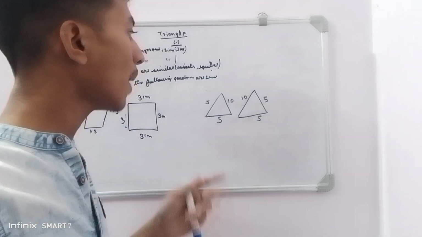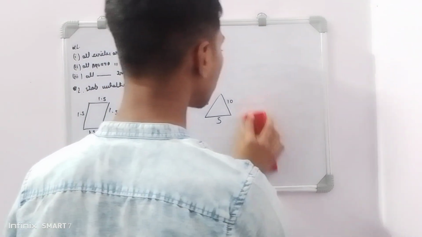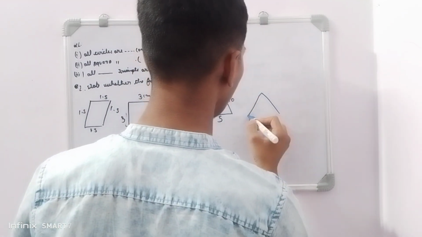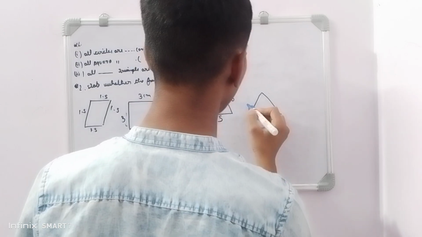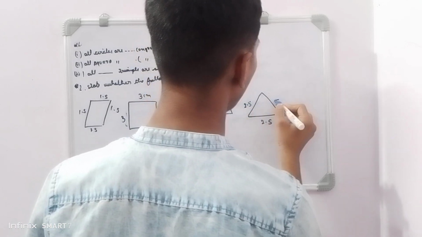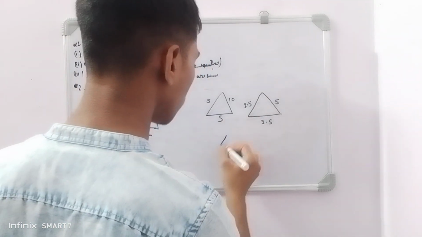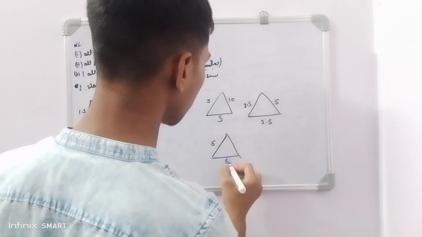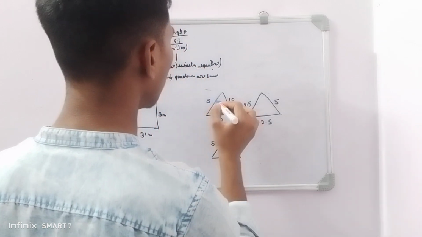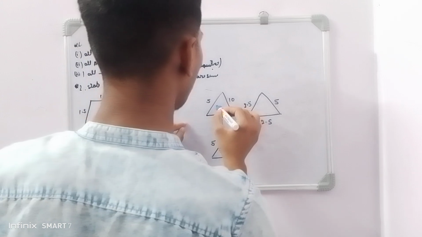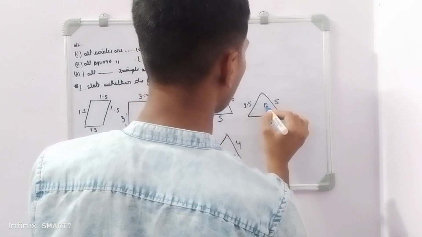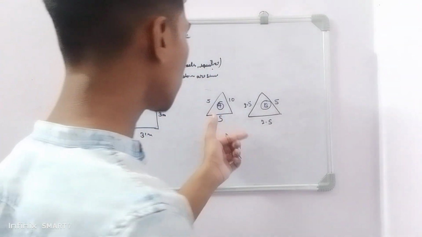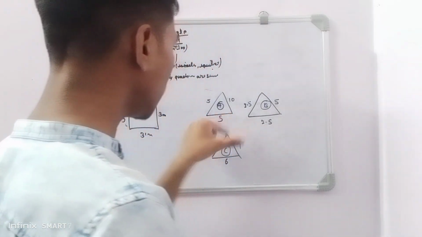But how will you understand similar? Let's suppose another triangle which has 2.5 centimeter, and again 2.5 centimeter, and one side is 5 centimeter, and let's suppose another triangle which is 5 centimeter, then 6 centimeter, and 4 centimeter. Let's suppose this triangle's name is A, this triangle's name is B, and this triangle's name is C. I am going to teach the concept of similarity through this example.